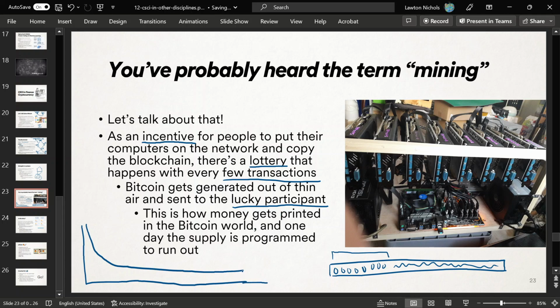And one day the supply will hit zero. And so there will be no incentive to verify transactions in that way. There are some small transaction fees though that I guess would take over. But that's all mining is. It's just an incentive to verify these transactions. Any questions about any of that?